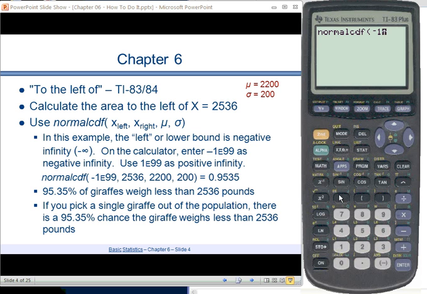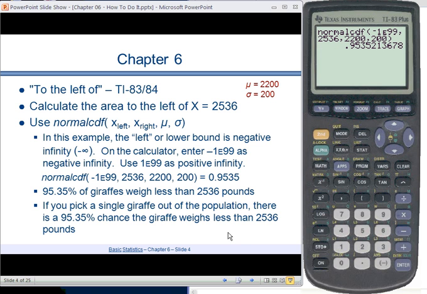So you have to use this EE second function above the comma to put that E in there. So you hit second, comma, and it puts an E there. Then you can just go ahead and type the 99, comma, 2,536, comma, 2,200, comma, 200. Then you hit enter, and there you get your answer, 0.9535, rounded to 4 digits. Okay, so you have to use this EE function to get the E part of minus 1E99. And you have to use this negative symbol to put the minus 1 in.